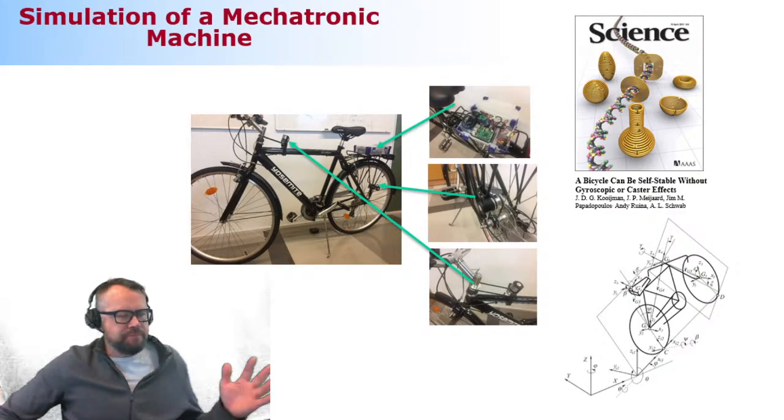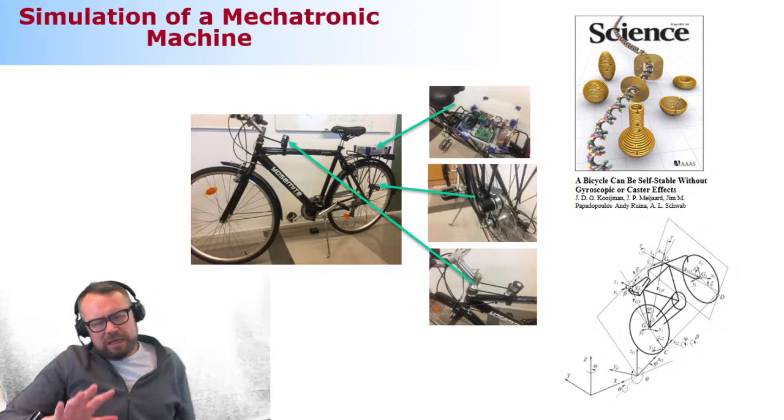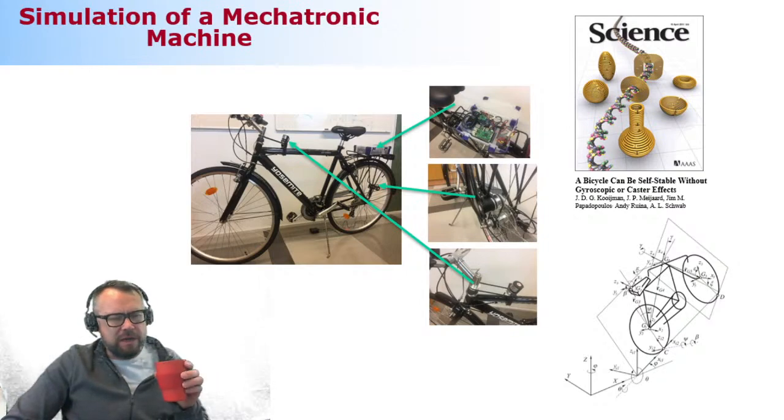And in the past, there were different kinds of explanations why it is self-stable. Those explanations include gyroscopic forces, the steering geometry, and so on and so forth. These guys wanted to figure out what exactly makes it stable. The answer wasn't that great, because it's actually a combination of parameters that makes it stable. So it wasn't easy to answer that simple question. The answer is actually very complicated.